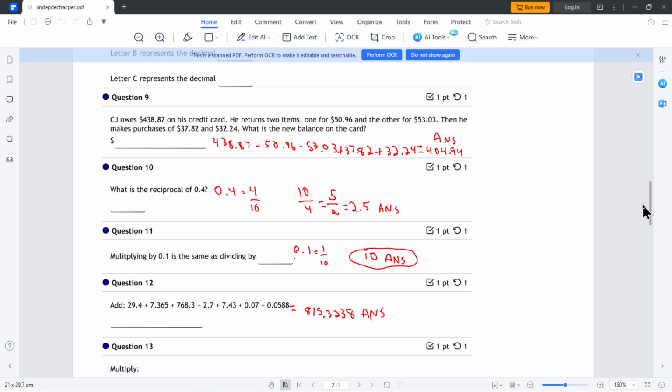So you see where he starts out with a balance. He owes this much on the card. Then he brings 2 items back. That'll be a credit there. So that's coming off his debt. So he took back some for 50 and some for 53. So that's taking down off his debt. Then he went ahead and spent some more money for $37 and for $32. So that increased his debt. So in the end, how much did he owe? $404.94.